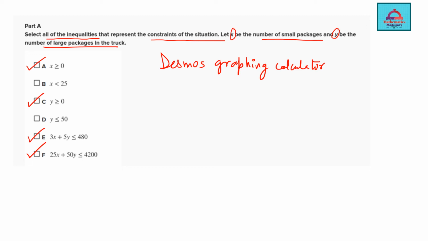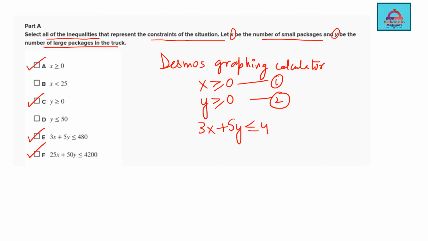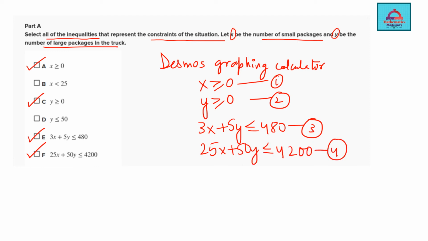Otherwise, without a calculator also you can do x greater than or equal to 0, y greater than or equal to 0, second condition, and then 3x plus 5y less than or equal to 480, and then 25x plus 50y less than or equal to 4200. Let's do all of these conditions there and then check our answer.